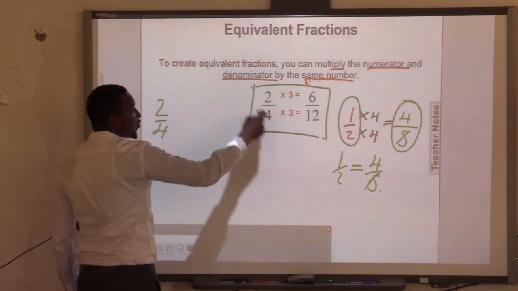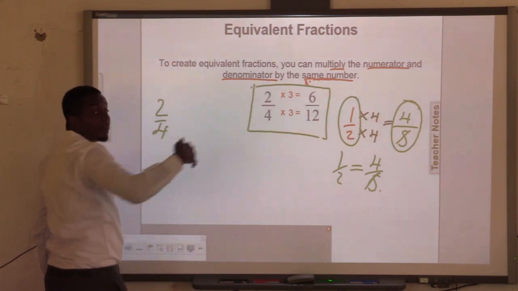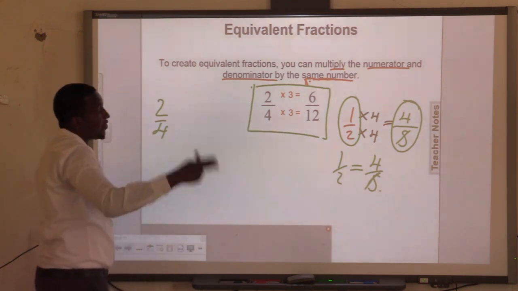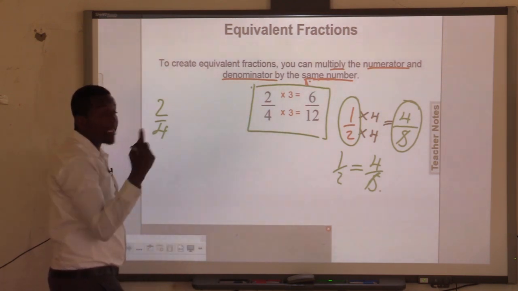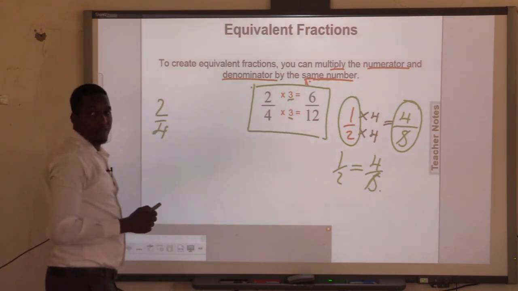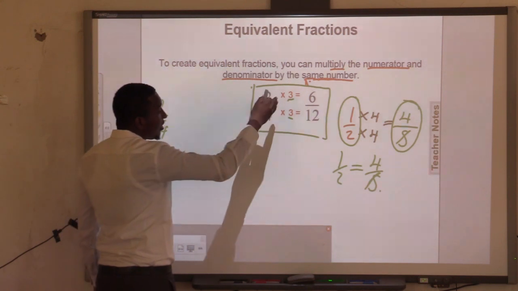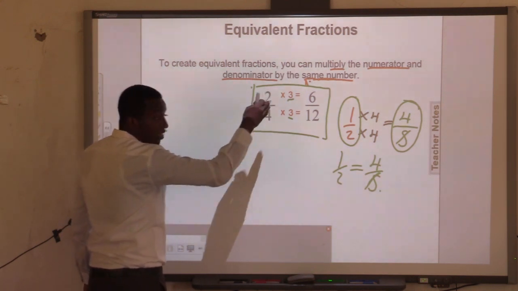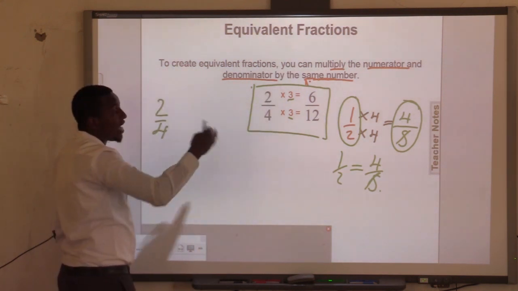2/4, that is the first fraction that we have there. When you want to find its equivalent fraction, we said you can multiply the same number by the numerator and the denominator, and we can see that's what is happening. We multiply 2 by 3, that is the numerator, and also the denominator 4 by 3.